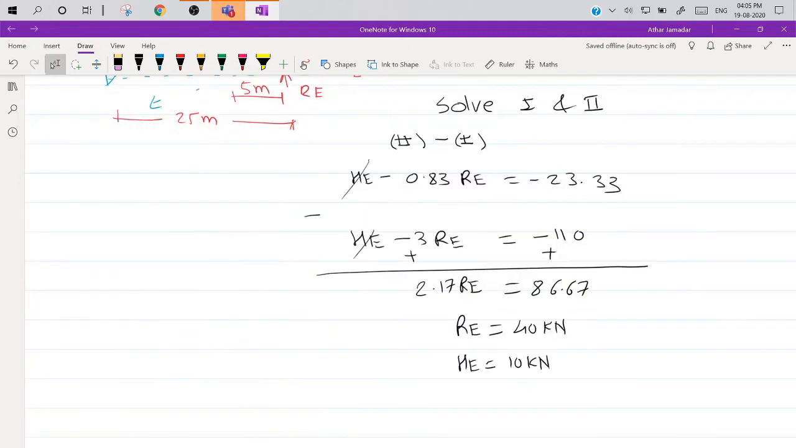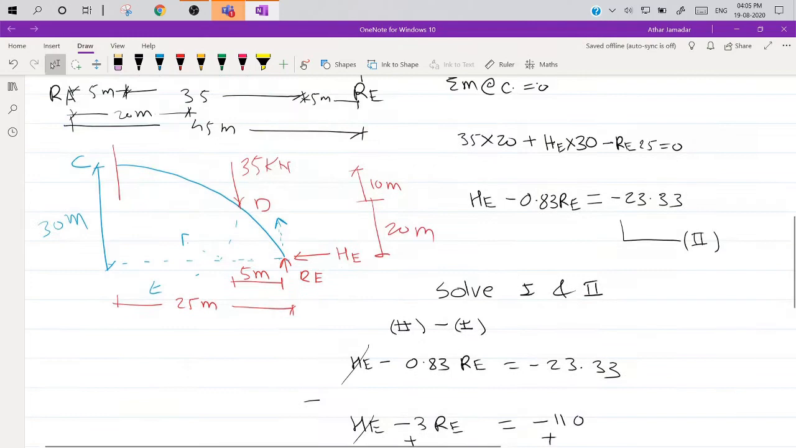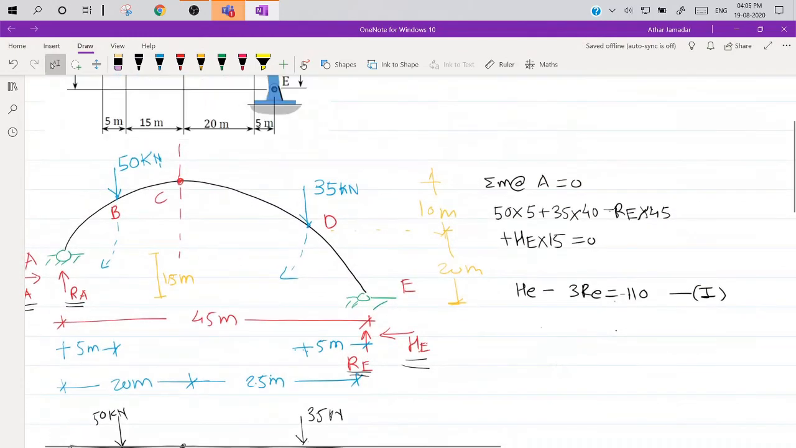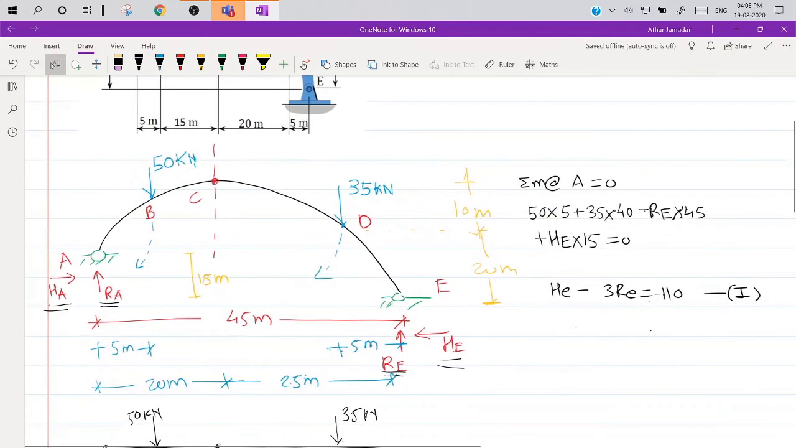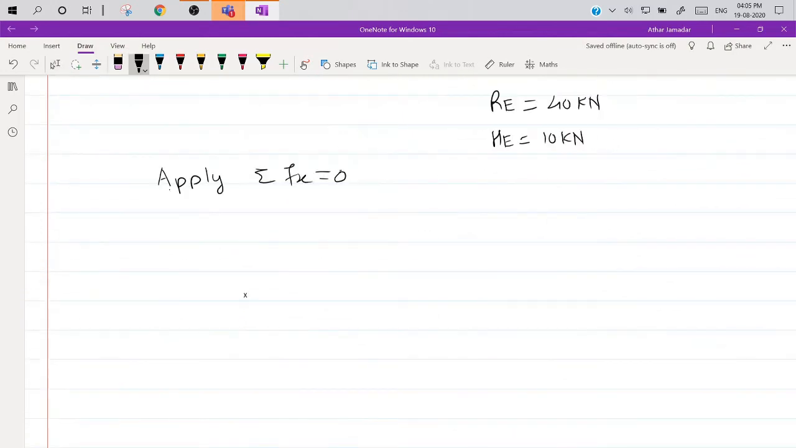So solve equation number 1 and equation number 2, you will get the value of RE is equal to 40 kilonewton and the value of HE is equal to 10 kilonewton. So in this arch we have found the values of two reactions, RE and HE. Now if you apply the equilibrium condition summation of Fy is equal to 0, then you can get the Ra value, and if you apply summation of Fx is equal to 0, then you will get the Ha value. So that will give us Ha is equal to HE, which is again 10 kilonewton.